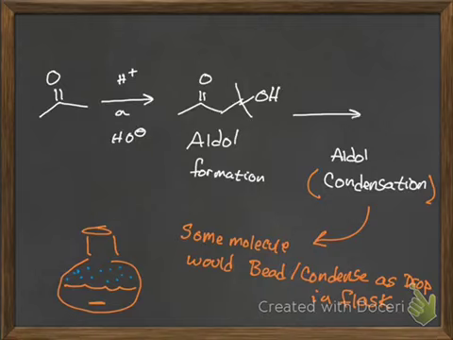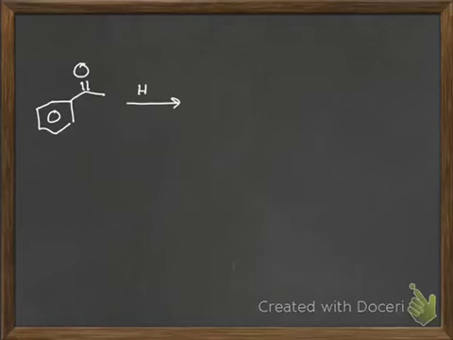So, aldol condensations, they're actually virtually impossible to do. It's virtually impossible to stop at an aldol reaction. 99% of them almost always go straight to the condensation product. So let's go with acetophenone. We're going to use our acid-mediated pathway here. And we're going to get this as our aldol product.